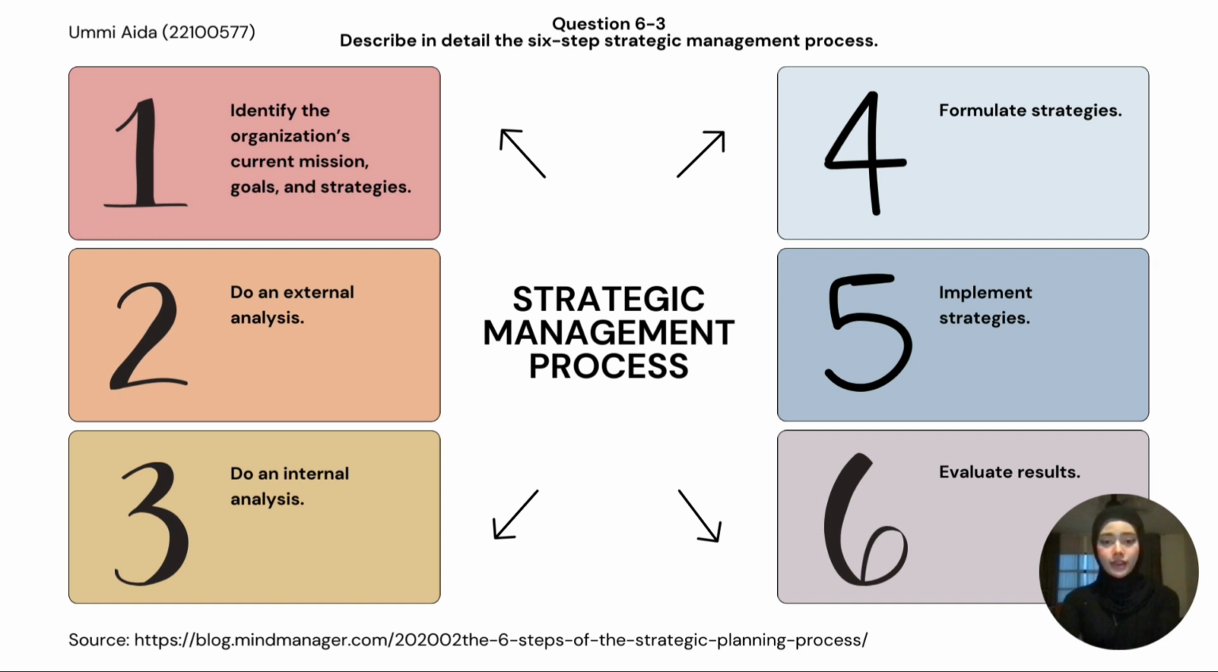Now, the sixth and final step is to evaluate the results. Ongoing monitoring, measuring, and assessing is conducted to determine if strategies are working as intended or require adjustment. Key performance indicators are identified and tracked. Feedback is used to identify what's going well and what needs improvement. And finally, lessons learned are applied to ongoing strategic management.